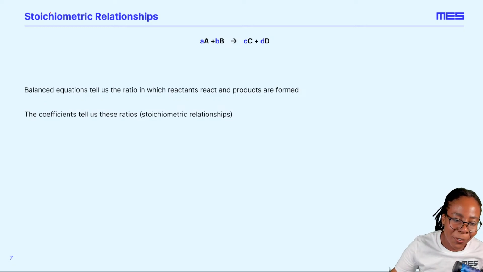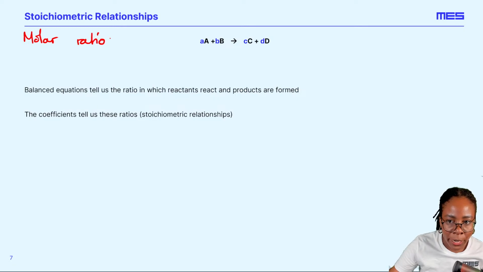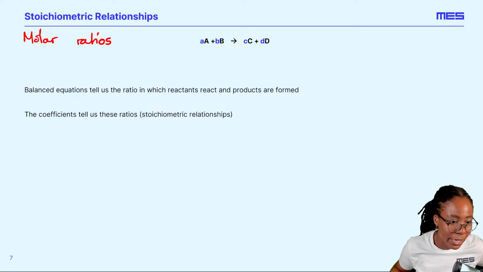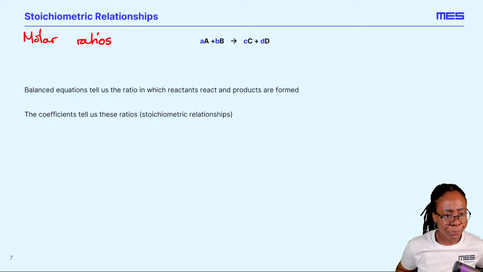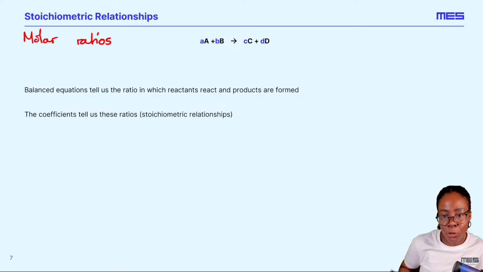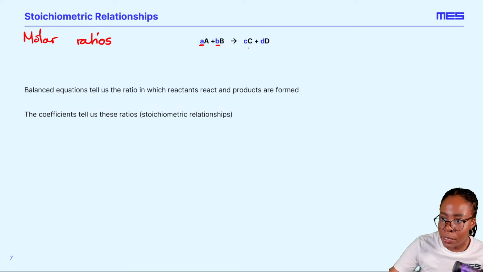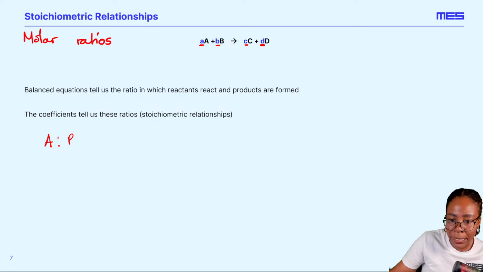Now, that is really kind of a fancy way of saying molar ratios, right? Because we use stoichiometric relationships, we use the coefficients in balanced symbol equations to tell us the ratios in which different species are involved in a chemical reaction. So the ratio in which reactants react and products are formed. And those coefficients are the letters in blue. So for example, the ratio between A and B is A to B.